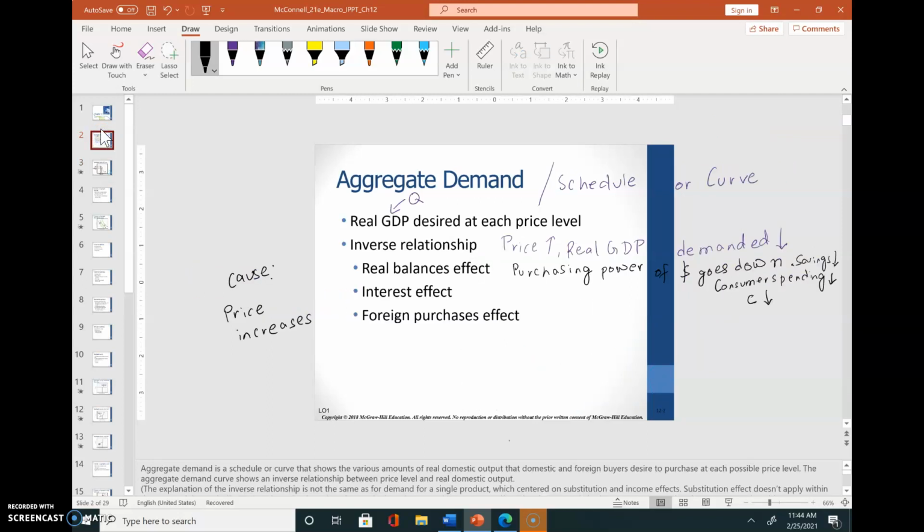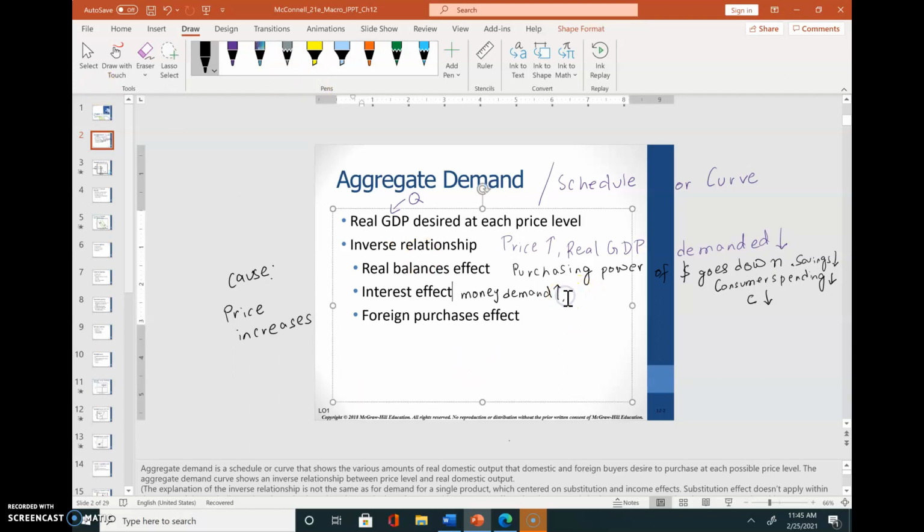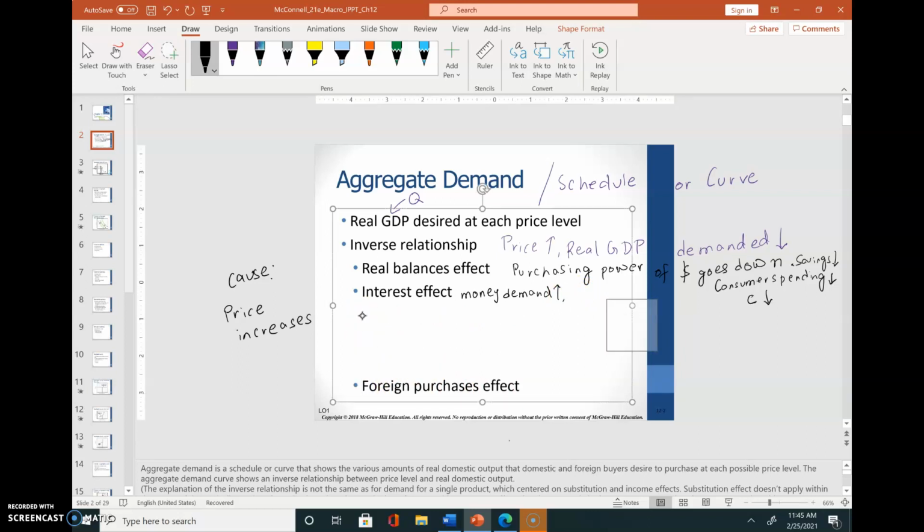Now let's look at the interest rate effect. We say that when price increases, what would people do? You want to demand more money. So an increase in prices will increase the money demand. When money demand increases, let me just take off a little bit. So let's just make some space here. Let's see what happens when demand for money increases.